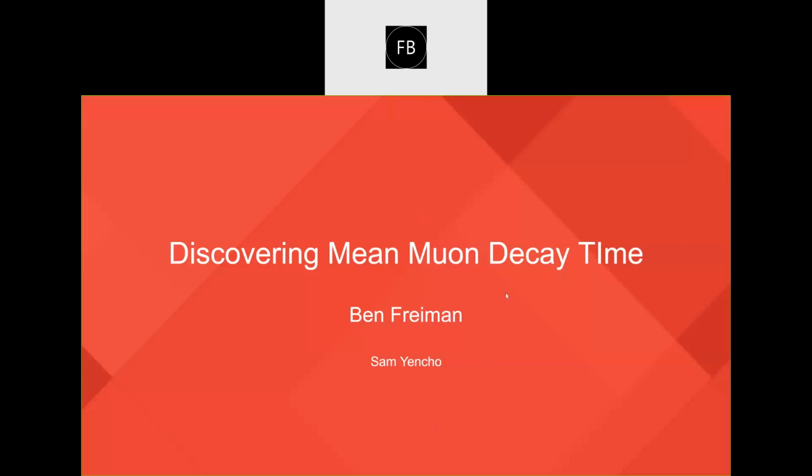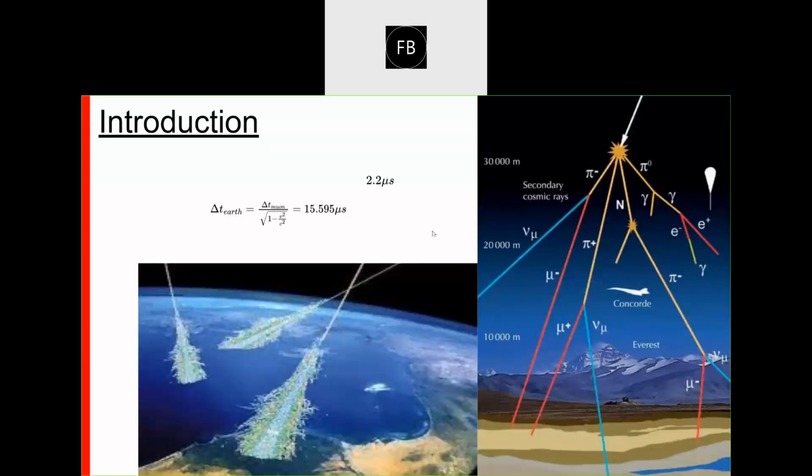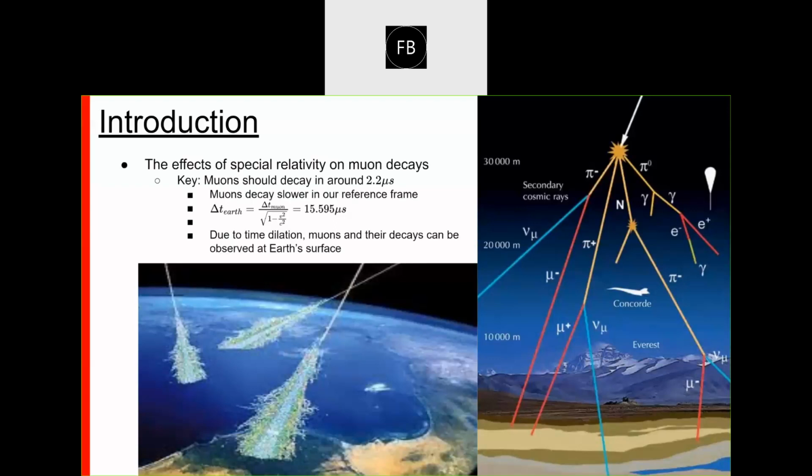Alright, so Sam and I completed an experiment on muon decay time. To introduce this topic, electromagnetic radiation comes from outside of the Earth's atmosphere and interacts with the air particles in the upper atmosphere, and a muon comes from this reaction, shot really, really fast towards the Earth, almost the speed of light. Now, muons are expected to decay within 2.2 microseconds.